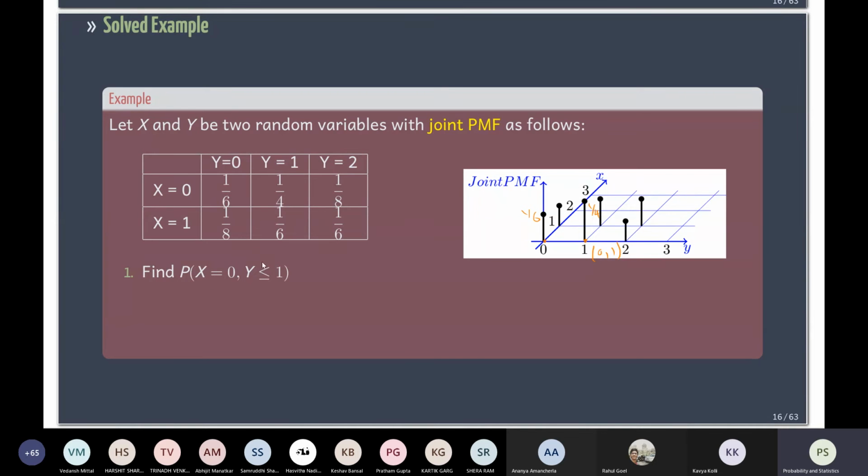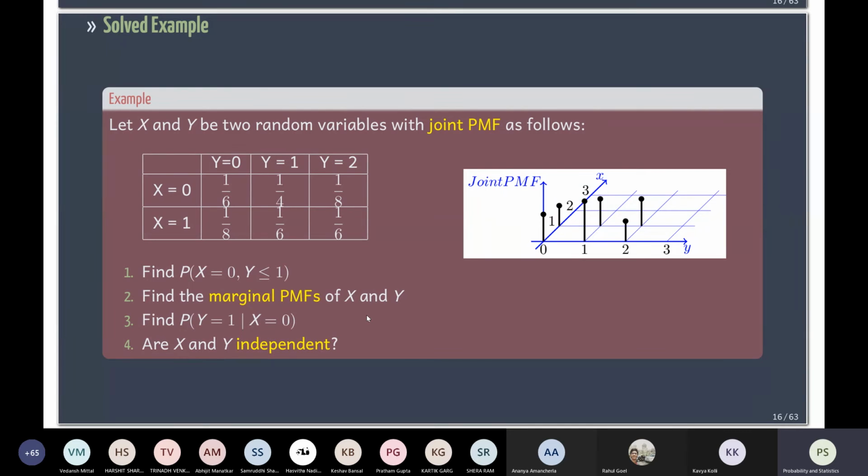So how do we compute probabilities in these cases, when we have the joint PMF given to us? Another question is to find the marginal PMF of X and Y. So from the joint, how can I get the marginal? How can I compute the conditionals? Are X and Y independent random variables? So these are the questions we have.